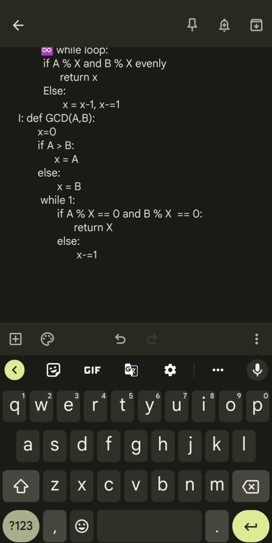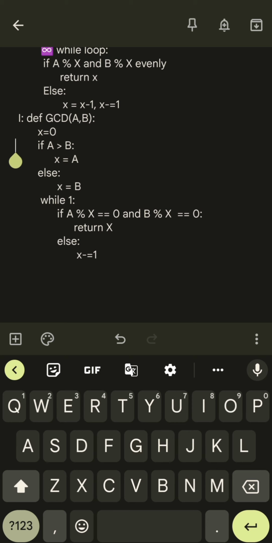Yeah, x is our GCD and we're starting from 0. We are checking if A or B is bigger from this part. If A is bigger, x equals A, else it's B. It's nothing else besides that.